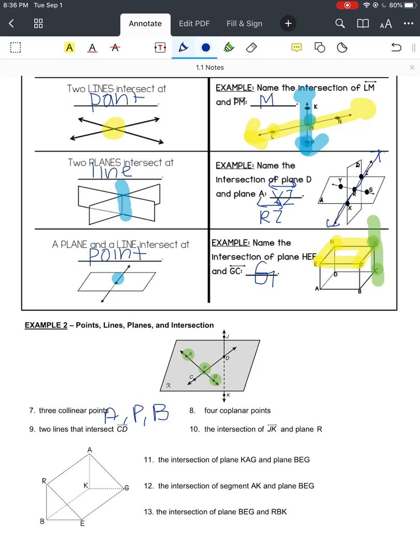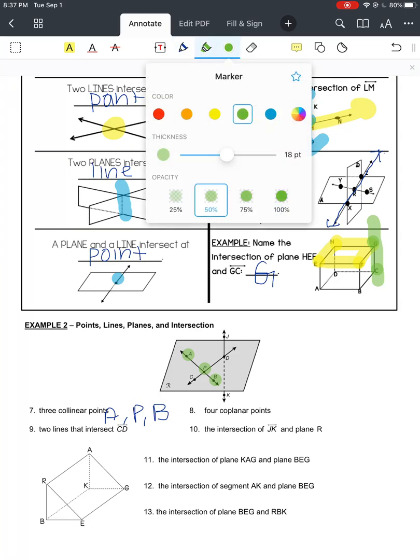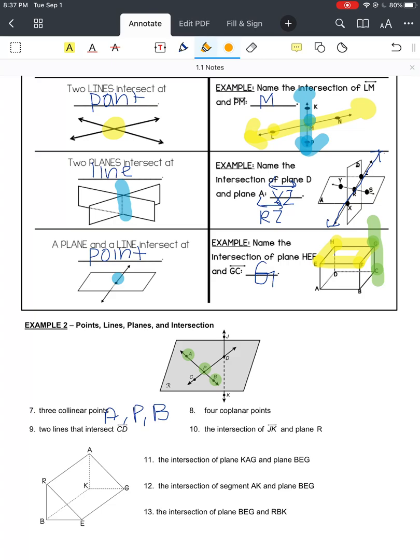We're going to skip over number 8. You can try that one on your own. Number 9, 2 lines that intersect CD. So let's go ahead and find C and D. I'll highlight that here in orange. So here is C, and here is D. So we're talking about CD here.